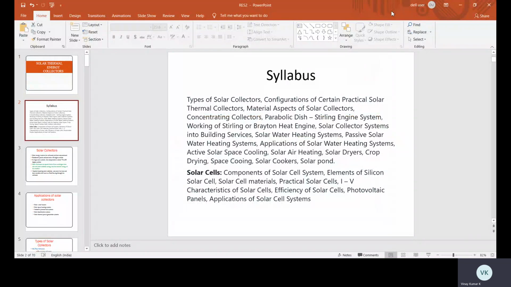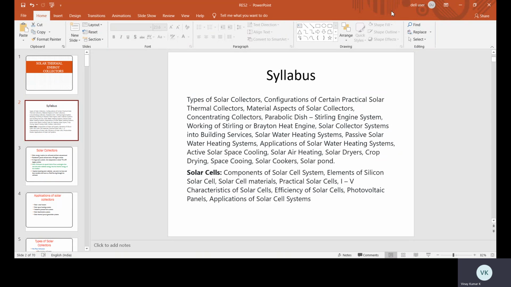Stirling engine system. That is mainly we have to concentrate on solar collectors concepts here, and followed by what is meant by parabolic dish Stirling engine system, working of this system, and solar collecting system into building services, solar water heating system, passive solar water heating system, and active solar water heating systems. Then what are the main applications of solar water heating systems? Active solar space cooling, solar air heating, solar dryers, crop drying, space cooling, solar cookers, solar pond.